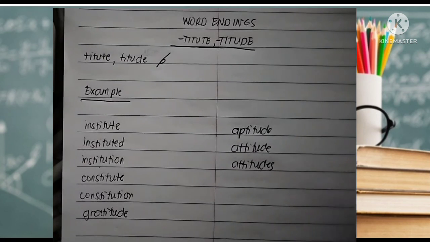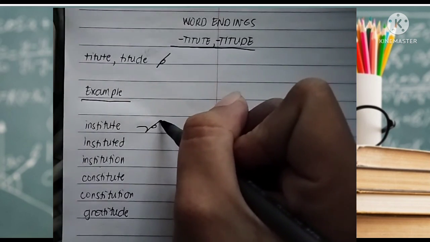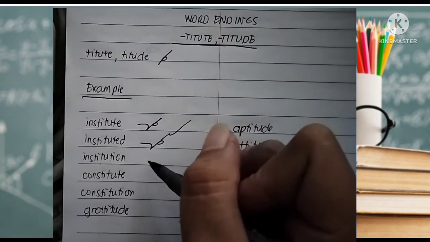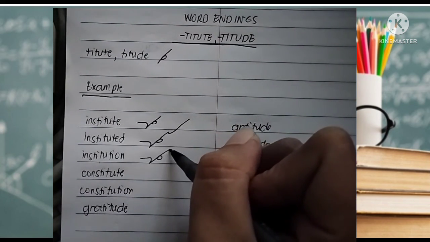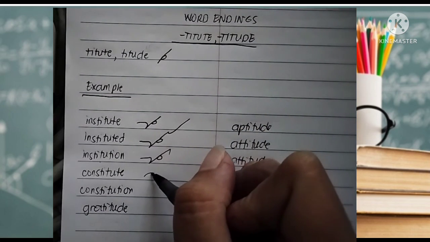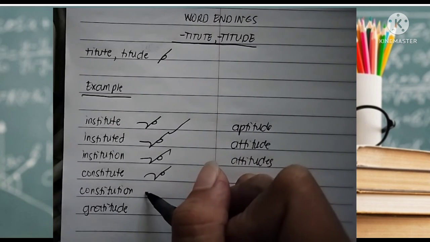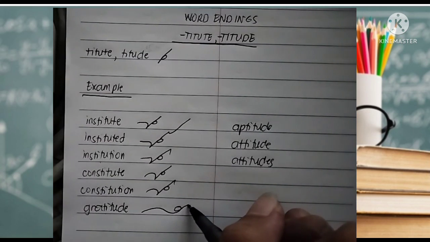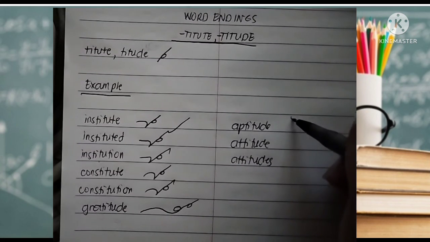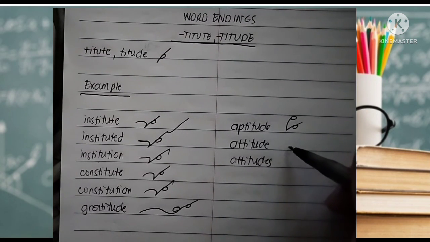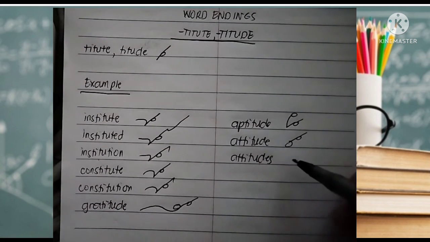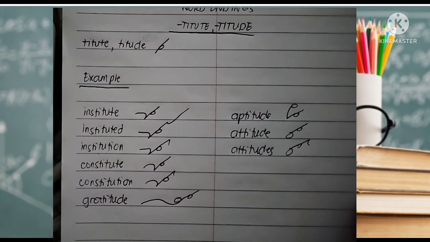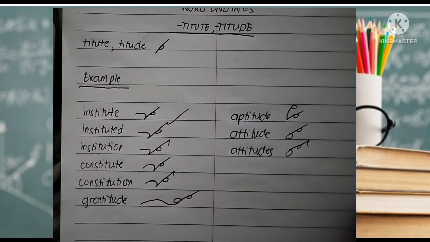Institute, instituted, institution, constitute, constitution, gratitude, aptitude, attitude. And the last one is attitudes. So that's how to stroke the words which have the word endings tichot and tichot.